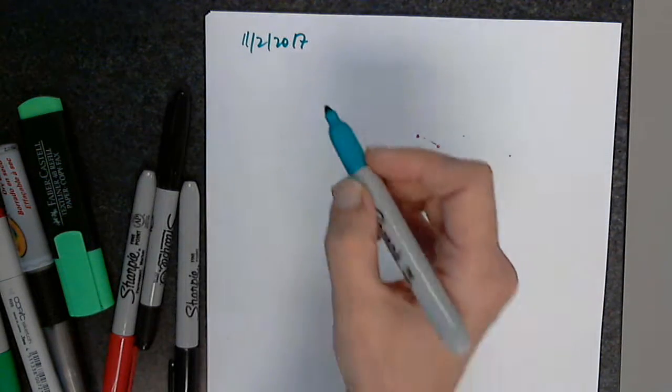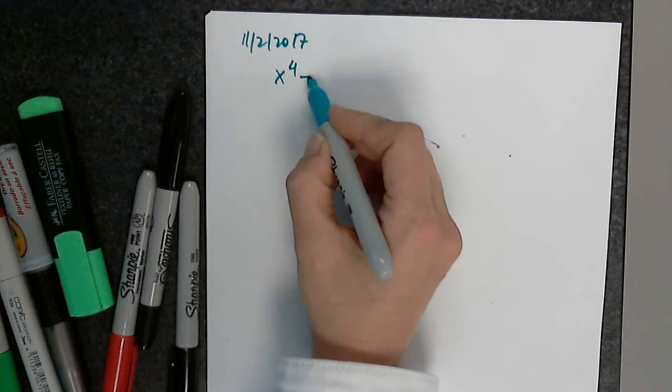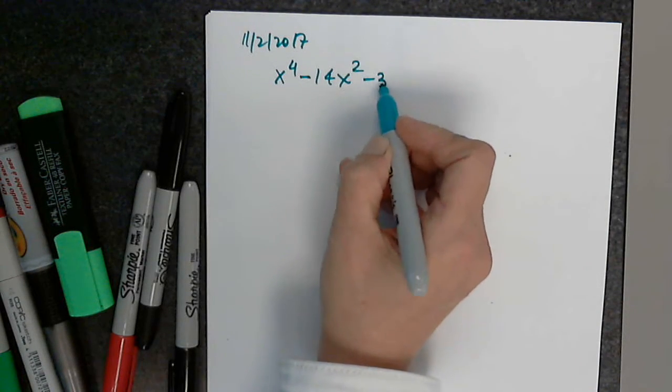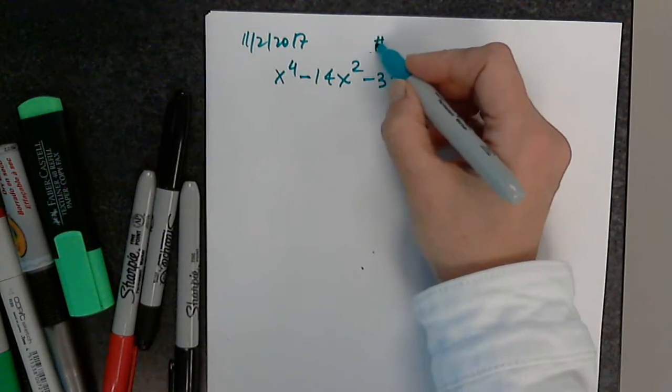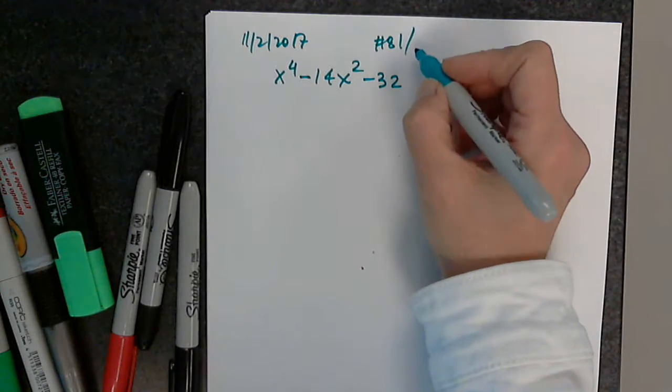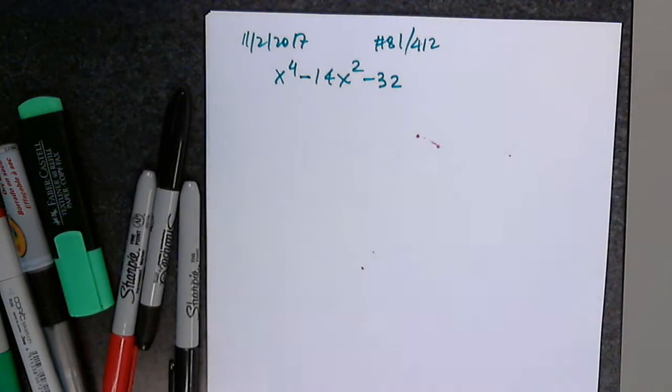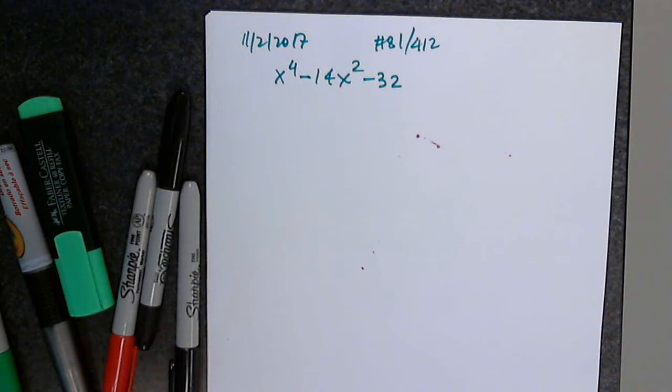And you said problem 81. 81. Sorry. 81. X to the 4th, very good pick, minus 14x squared minus 32. So this is problem 81 on page 412. And I look at this and I realize that it's exactly the same type in which I see an x squared and I see an x to the 4th. So the cubed is missing, the term with the 3rd degree and the term with the 1st degree is missing.